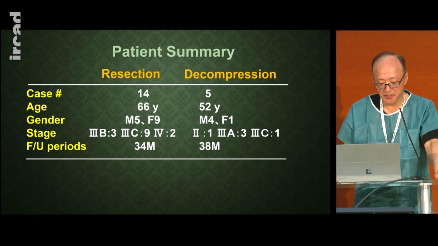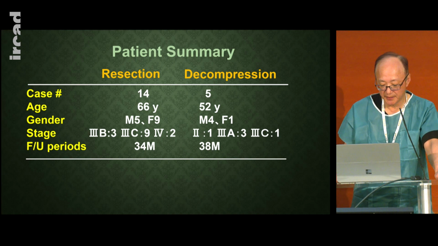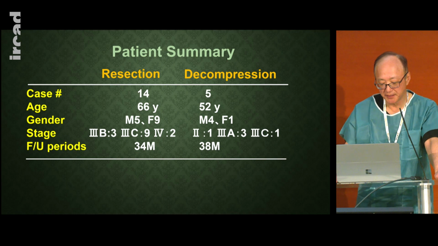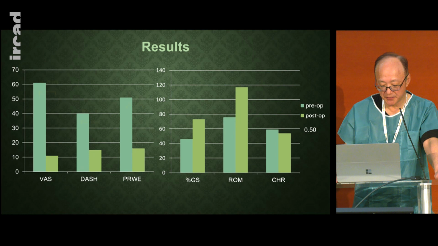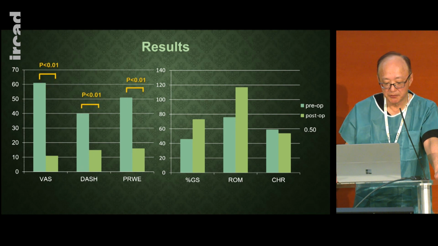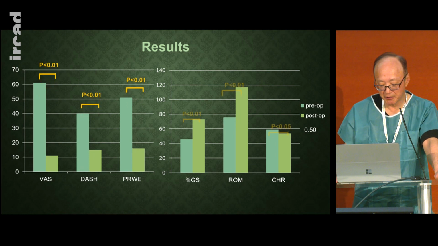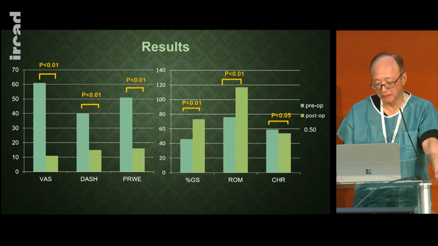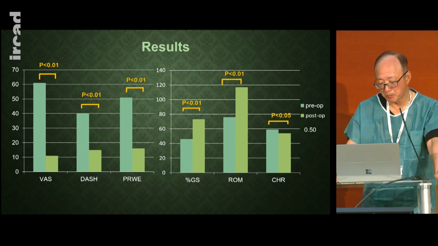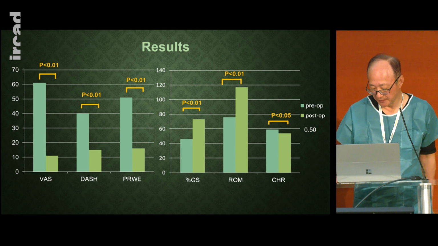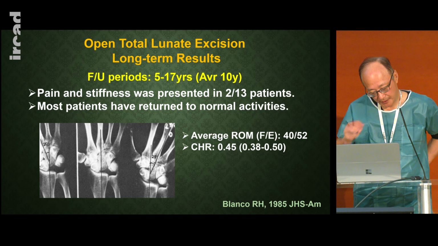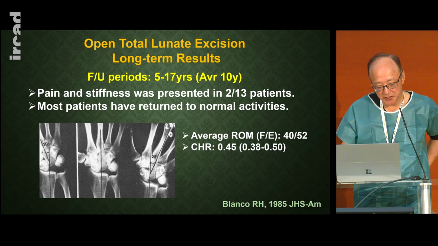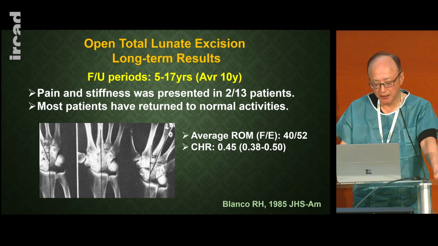And this is the patient summary. Resection was in 14 patients and decompression in 5 cases, and the mean follow-up is about 3 years. The result is so far so good. VAS reduced, DASH reduced, PRWE reduced, and the grip strength and range of motion increased, and the carpal height ratio decreased significantly.